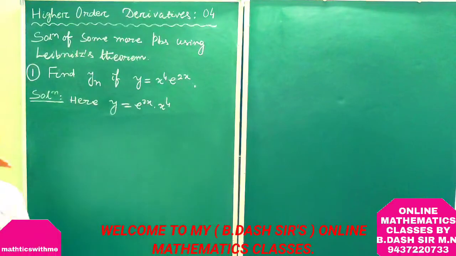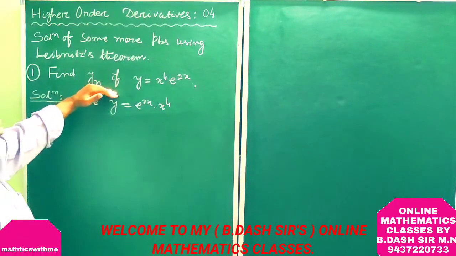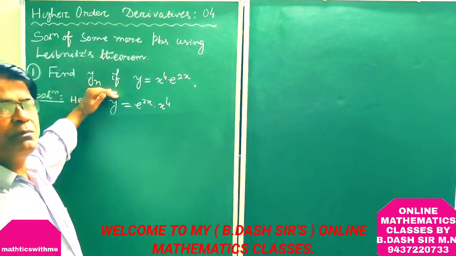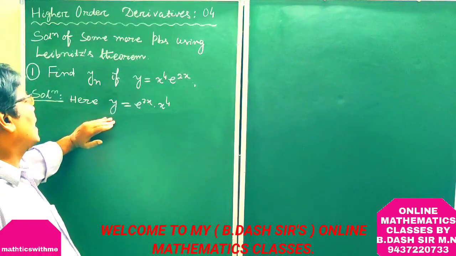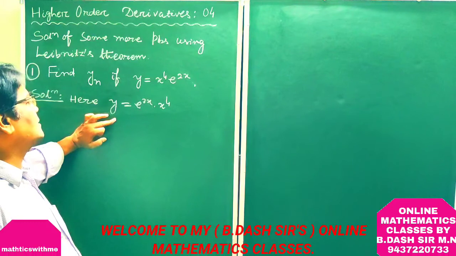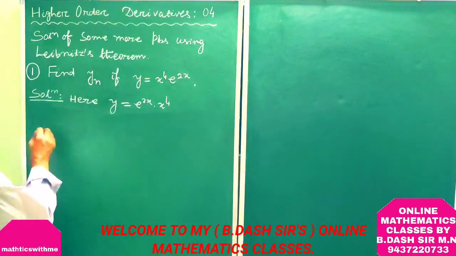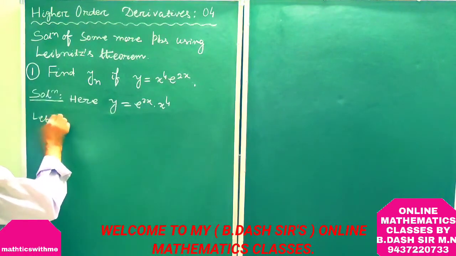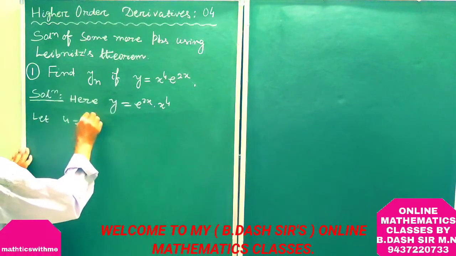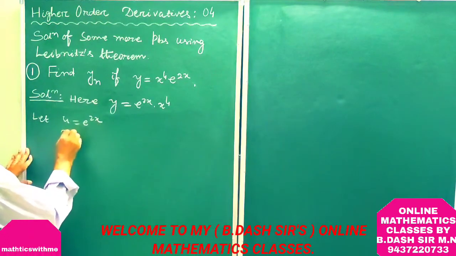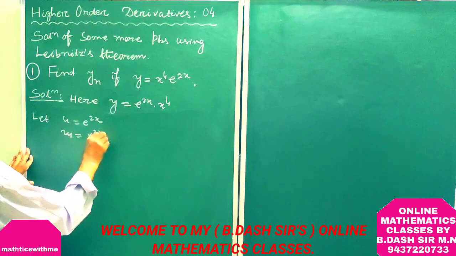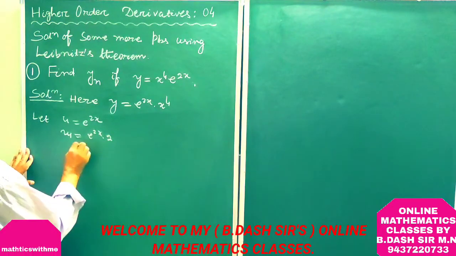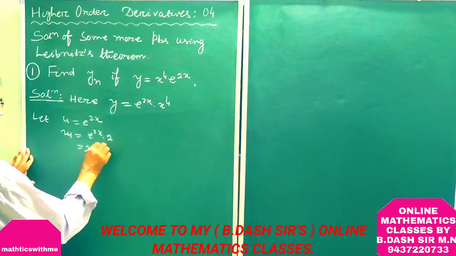So here we have to find yn, where y is equal to x to the power 4 e to the power 2x. Here y is equal to e to the power 2x x to the power 4. So let u is equal to e to the power 2x, u1 is equal to e to the power 2x, derivative of 2x is 2, so it is 2 e to the power 2x.